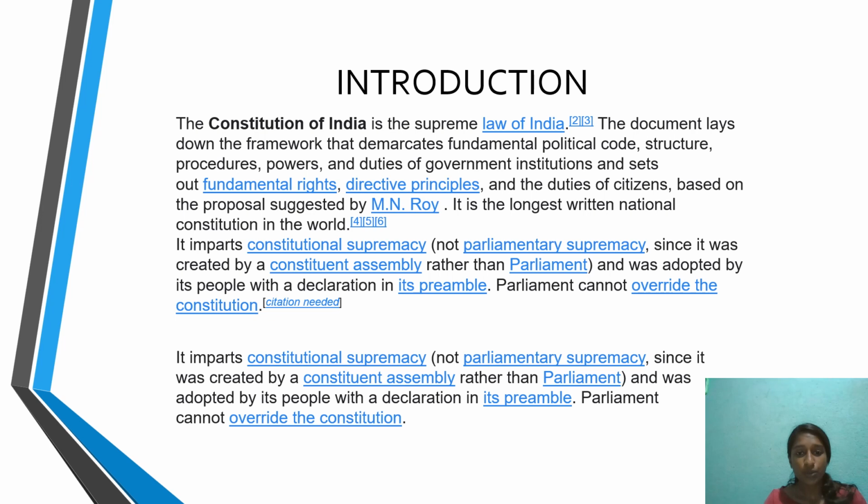It imparts constitutional supremacy, not parliamentary supremacy, since it was created by a constituent assembly rather than Parliament and was adopted by its people with a declaration in its preamble. Parliament cannot override the Constitution.